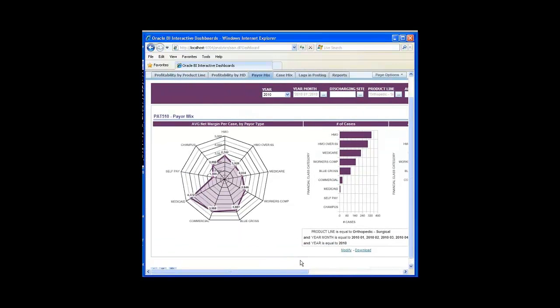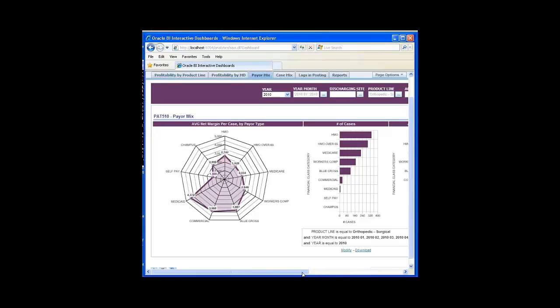And so that's why we take a look at, on the financial dashboard, the payer mix and the case mix. And so first I'll talk about the payer mix. This is a spider chart that shows each of the types of payers on the outer rim of that little web there. The closer it is to the outer rim, the more profitable the average case is for that particular payer. So I can see, for instance, for my self-pay patients, I only net about $1,300 on my orthopedic surgical cases, whereas on the Medicaid side, I seem to be doing much better for these orthopedic surgical cases. Now, this is an average per case.